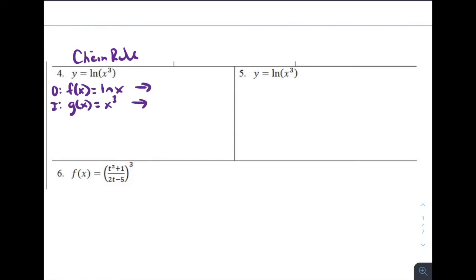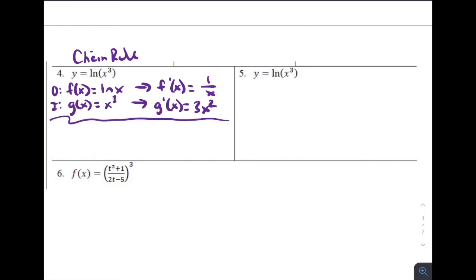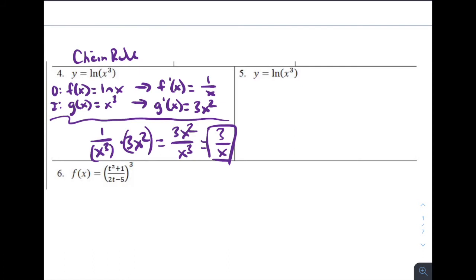If we think about our derivative rules from chapter 2, the derivative of the natural log is 1 over x, and the derivative of x cubed by the power rule is going to be 3x squared. All right, we got that side work out of the way. If we apply our chain rule for this, it's the derivative of the outside with the inside plugged in, so 1 over x cubed, right? That's being plugged into that x, times the derivative of the inside, so times 3x squared. And that's going to simplify and be what? 3x squared divided by x cubed, or 3 over x as our derivative function for number 4.